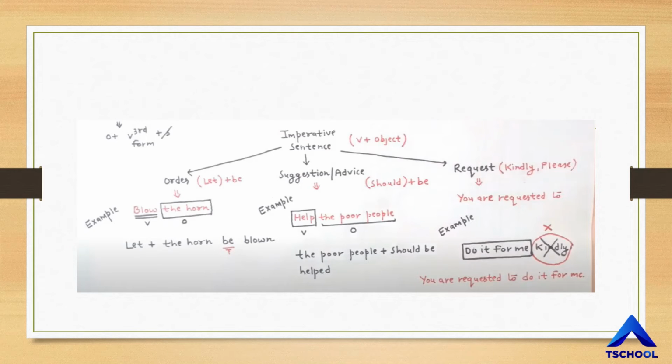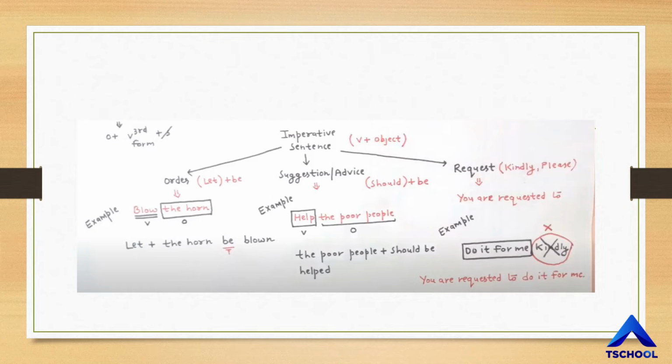Blow is the verb and the horn is the object. The subject is missing, so that is to be understood. So while changing from active to passive, what do we need to put? Let plus be. See, I have changed the sentence from active to passive. I have put let. Can you see in the answer? Let plus the object becomes the subject.